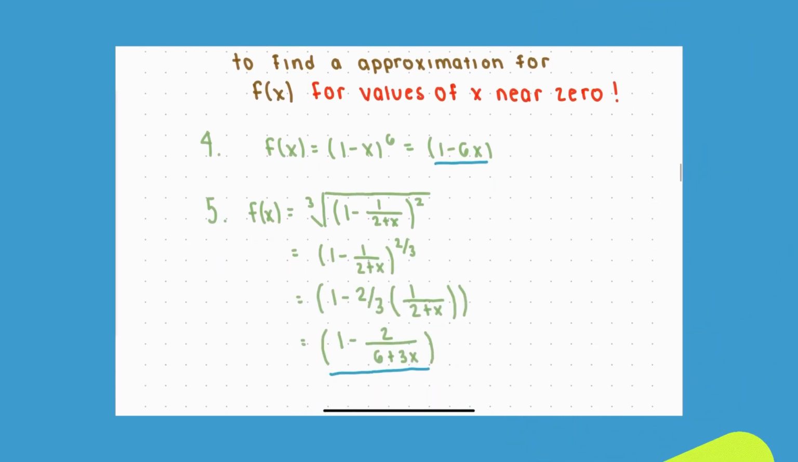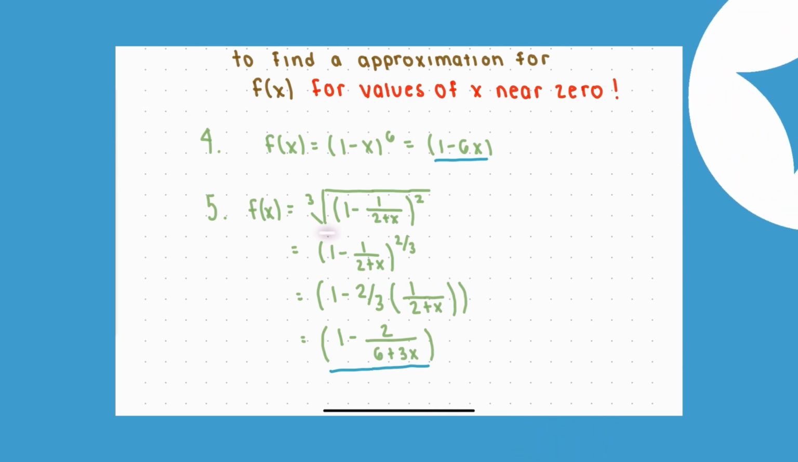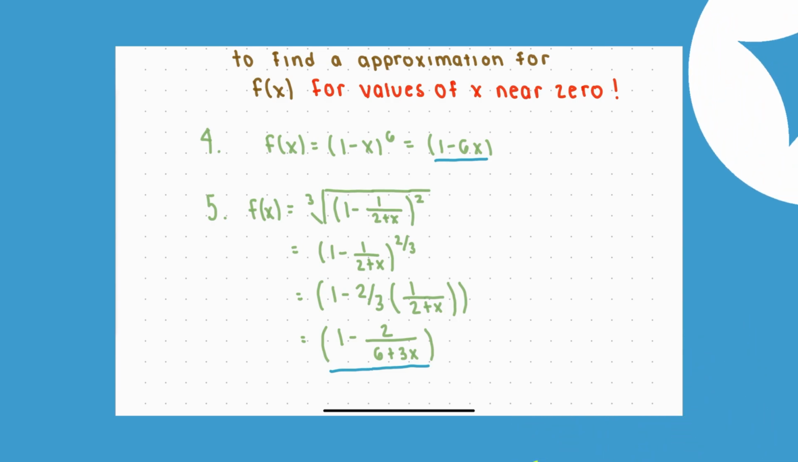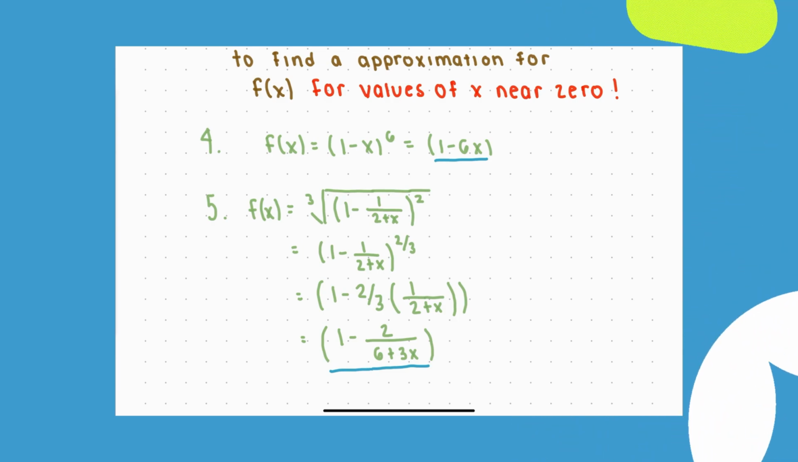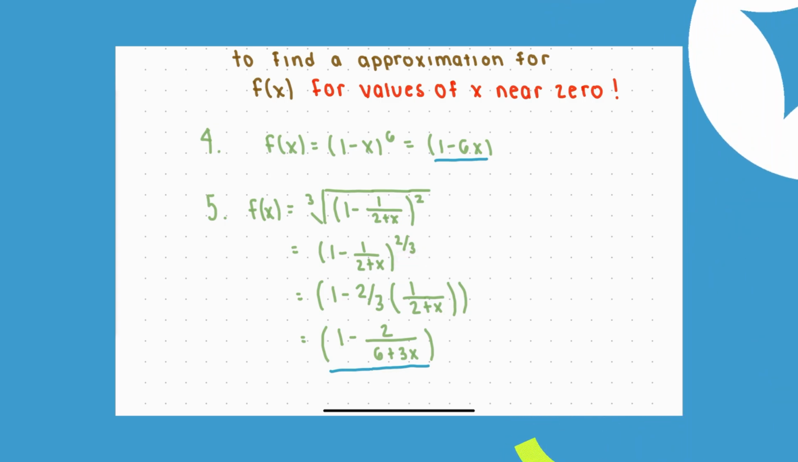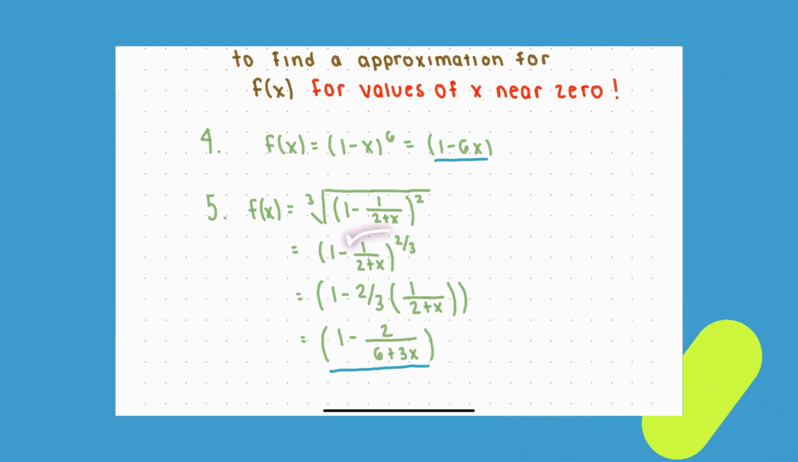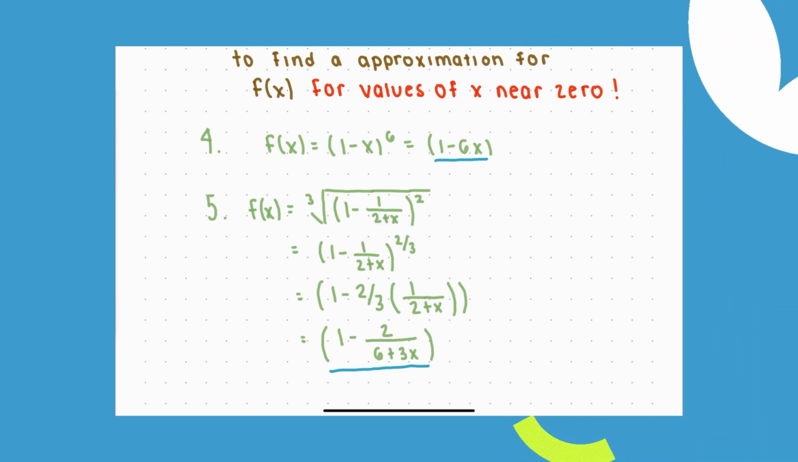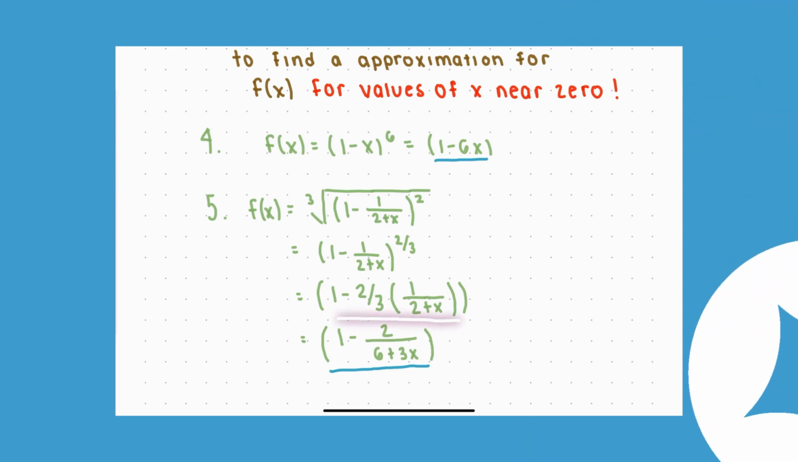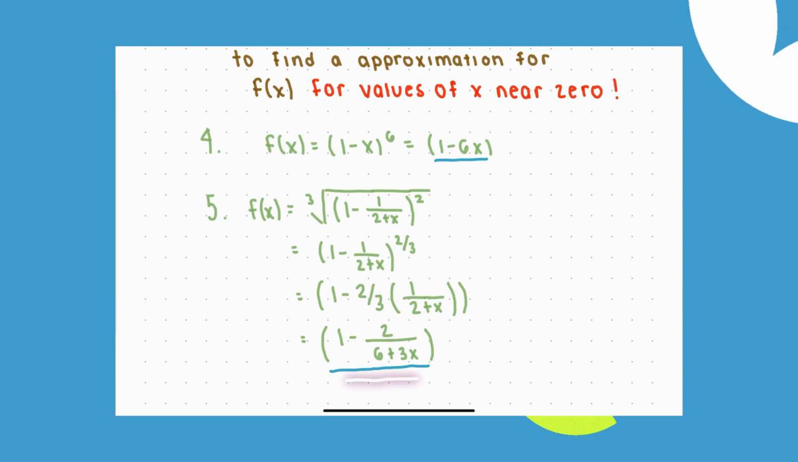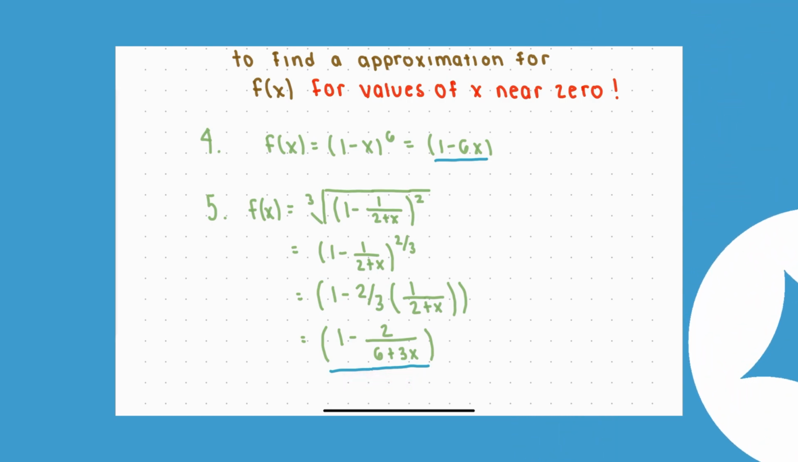This next problem is f of x is equal to the cube root of 1 minus 1 over 2 plus x squared. This may look complicated, but trust us, it's not. So, the first thing that we're doing is reordering the exponents to make it equal to 2/3. So it's going to be 1 minus 1 over 2 plus x to the 2/3. Then, all we need to do is bring the 2/3 in front because it's equal to k. So it'll become 1 minus 2/3 times 1 over 2 plus x. Then we just need to simplify and distribute, and our final product is 1 minus 2 over 6 plus 3x.